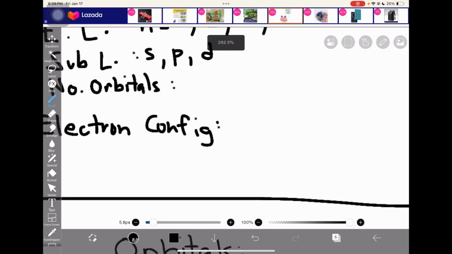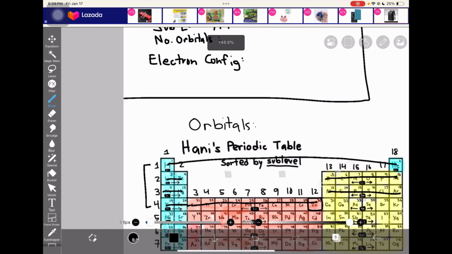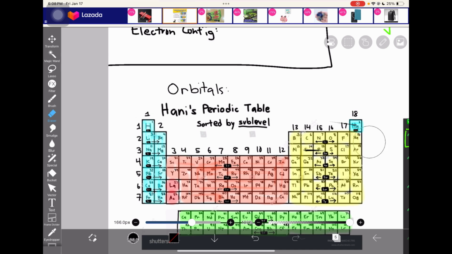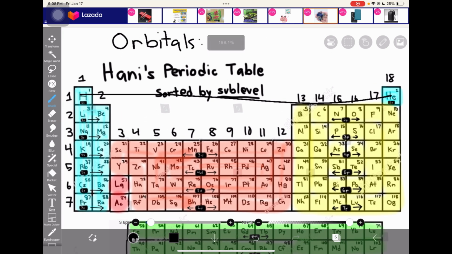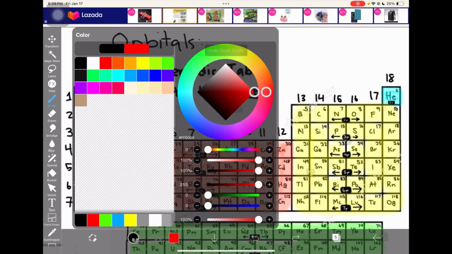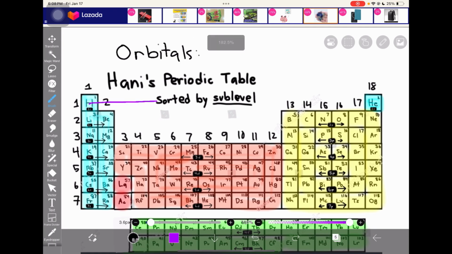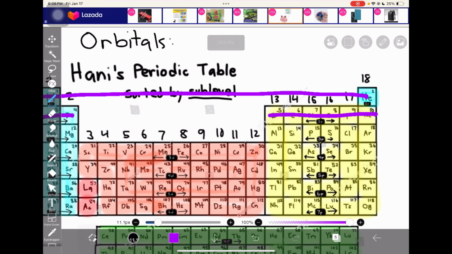Number of orbitals. Okay, I need to shrink my brush here because that's a lot of orbitals. Let's count together. So we have 1s, that's 1, 2s. I'll make my brush bigger for this one at least, and purple. So 1s for 1, 2s for 2, 2p for 3.